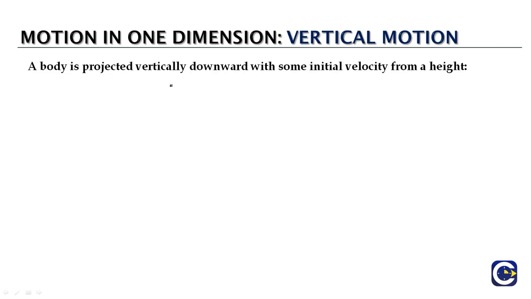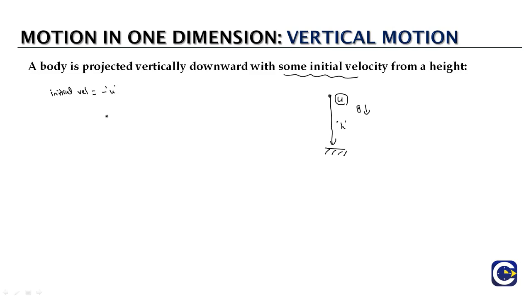The third case is an object which is projected vertically downwards with some initial velocity from a height. So let us say we have an object which is projected downwards with an initial velocity, and here we know the acceleration due to gravity is also downwards, and when it is reaching the surface of the earth, it will be having a displacement of h in the downward direction. So we'll try to represent the parameters that we already have. So initial velocity will be minus u.